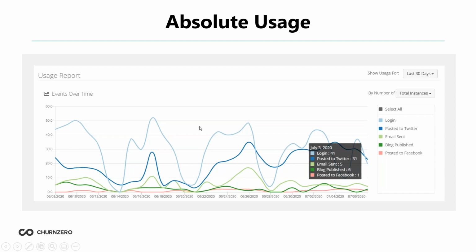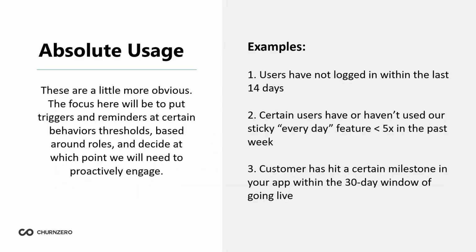So first, what we're looking at right now is what I like to call absolute usage. Here we're putting very explicit thresholds on behaviors that we want to see, and based on if we are hitting those marks or not, this is what's going to drive the conversation. So these might be specific users that have not logged in within the last 14 days, or customers who have used our really sticky feature less than 5 times this week that we know somebody should be using every single day. Or maybe customers have not hit a certain milestone within our app within a 30-day window of going live, right? It's very explicit. They're very specific things that we are looking for to ultimately create this trigger.